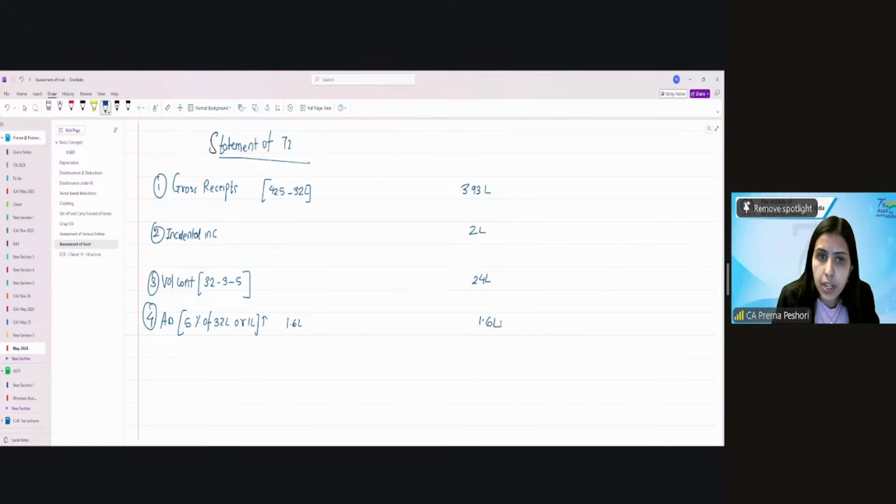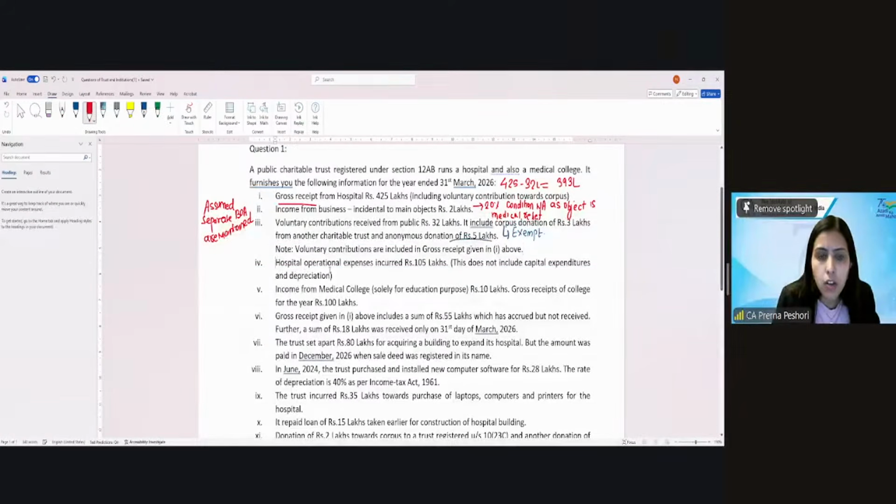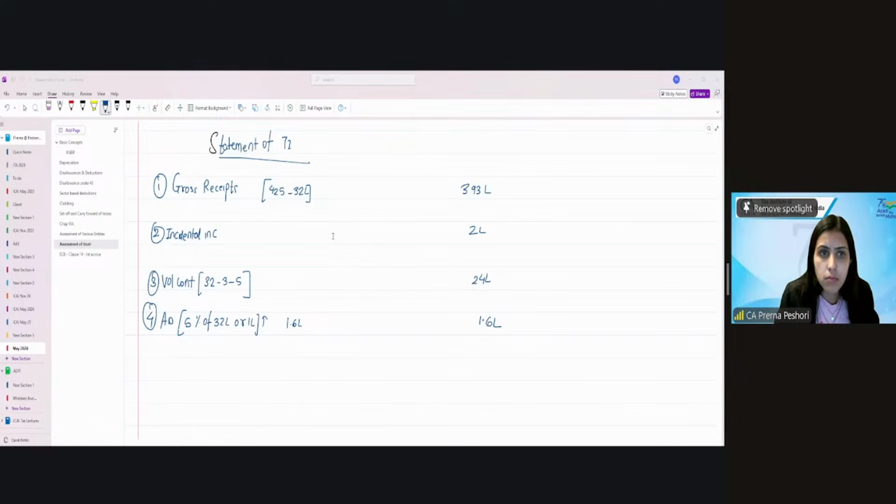3.4 will be taxable under 115BBC, right? Then hospital operational expenses, this does not include the capital expense and depreciation, 105 lakh. Yes, fully applied, ma'am. It is considered as the application. Yes or no? Ma'am. Correct?